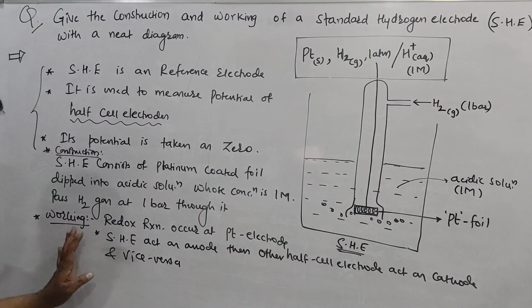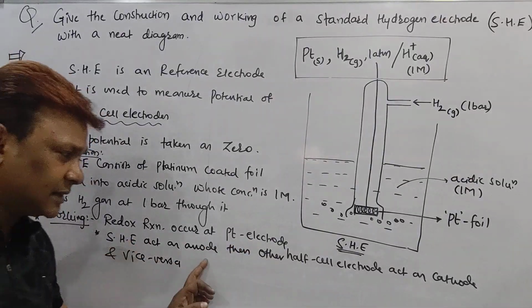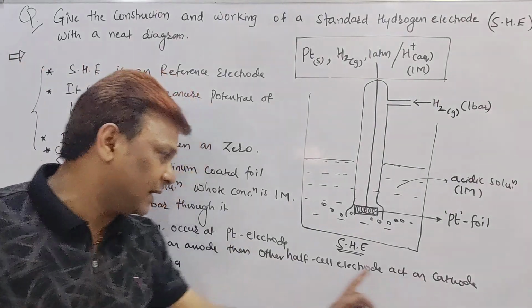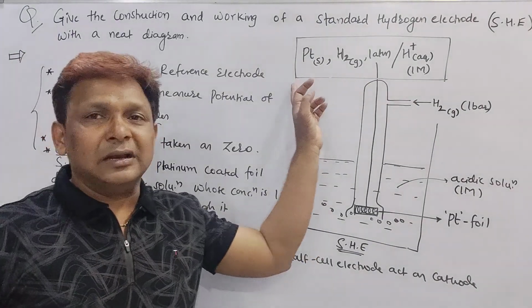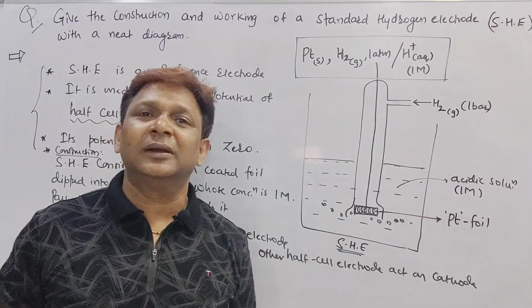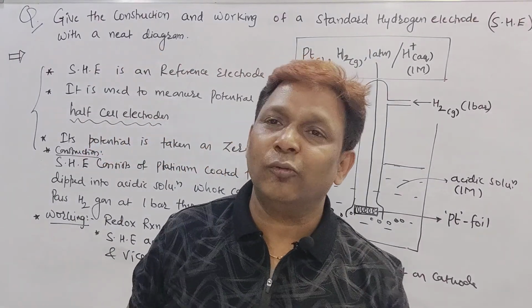2 marks over. Working: redox reaction occurs at the platinum electrode. SHE acts as an anode, the other half-cell electrode acts as a cathode, and vice versa. This is another 1 mark, 3 marks. And the representation of this one will get 1 more mark. That is the 4 marks. In such a way, in this one, we are able to score 4 marks.